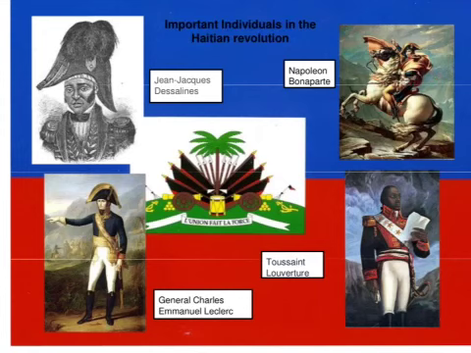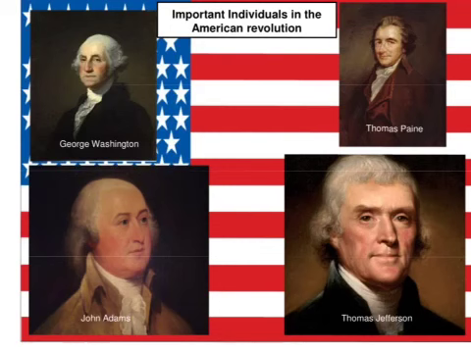Toussaint Louverture is known as the man who defeated the great Napoleon. He was a general of the Haitian Revolution and did many remarkable things as he defeated the French army multiple times. Now we come to the important individuals of the American Revolution.